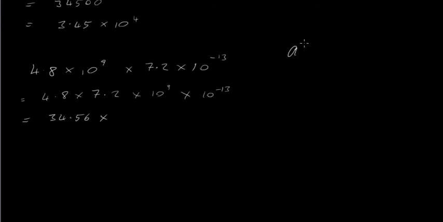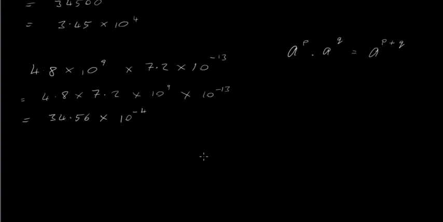If you have a to the power of p and you multiply by a to the power of q, you just add the two powers. You end up with a to the power of p plus q. So that's what we got here. 10 to the power of 9 times 10 to the power of minus 13, add the two powers. So we will get 10 to the power of 9 minus 13. 9 minus 13 is minus 4.